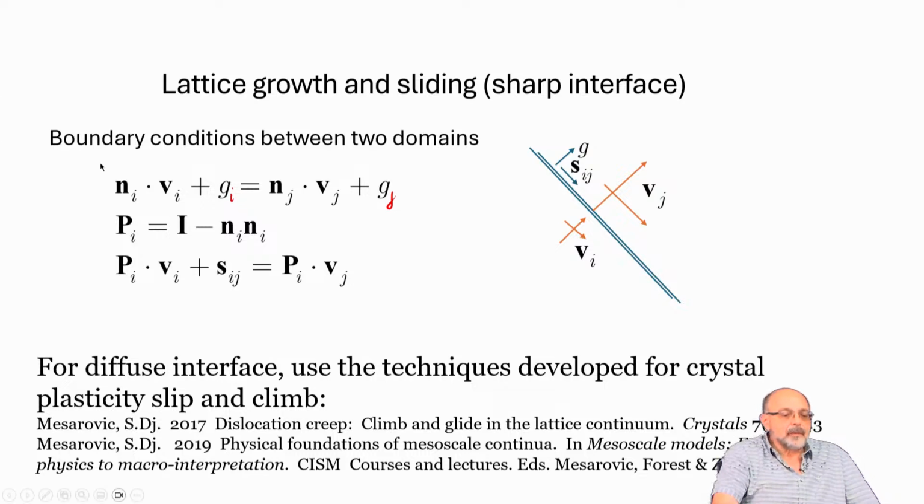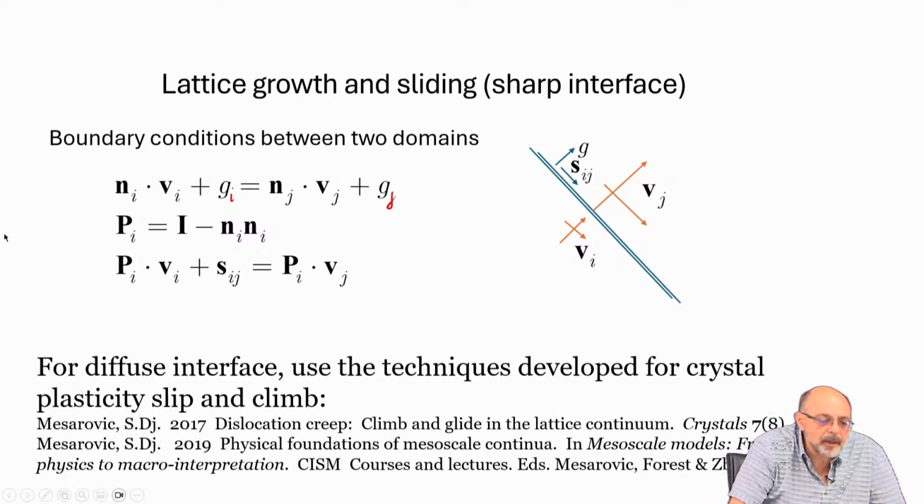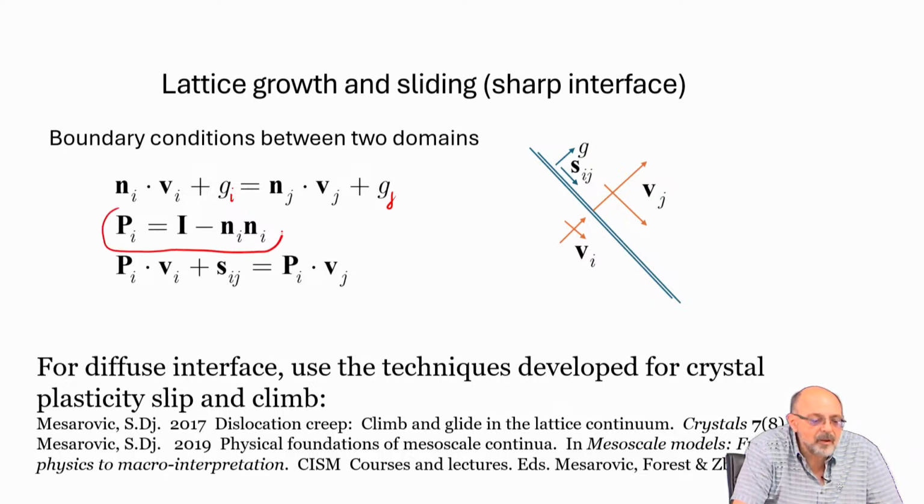Now, sliding. If my boundary normal is n, then I can formulate a tangential projection tensor, P, which is the unit tensor minus the dyadic of n's. Let me just give you some intuition for this. This is a unit tensor, so this is 1, 1, 1 components.